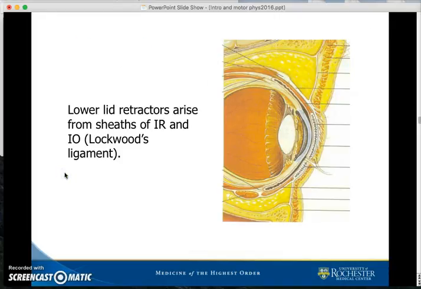One last important anatomical relationship is the relationship between the inferior rectus and the lower lid retractors. So the lower retractors arise from the sheaths of the inferior rectus and the inferior oblique, which is called Lockwood's ligament. If you end up recessing the inferior rectus, the lower lid will follow that back and can cause lower lid retraction unless you separate the lower lid retractors from the inferior rectus belly.